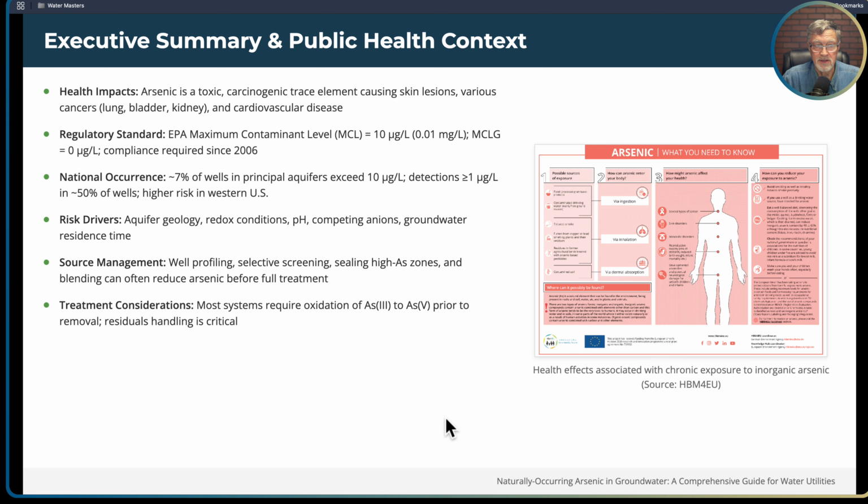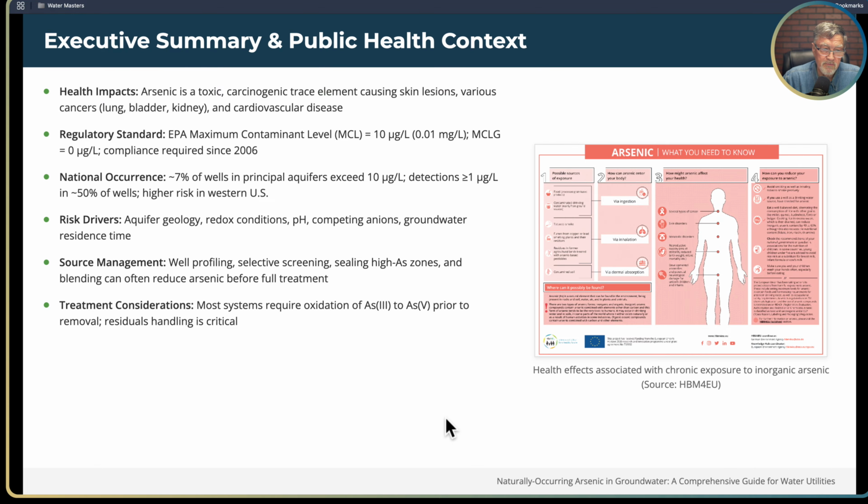So, first off, health impacts. Arsenic is a toxic, carcinogenic trace element, and it's actually a metalloid or a semi-metal, and it can cause skin lesions, various types of cancers like lung, bladder, kidney, and cardiovascular disease. It is toxic at some fairly low levels. The EPA maximum contaminant level is 10 parts per billion or micrograms per liter. The actual public health goal is zero, although that's not an enforceable limit. They lowered it from 50 to 10 in 2006, and that's where that compliance requirement comes from.